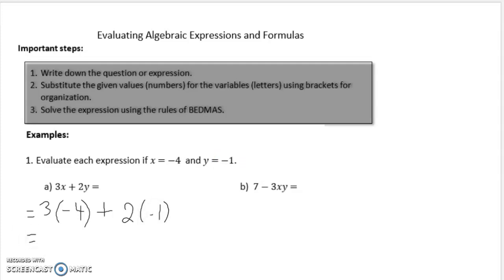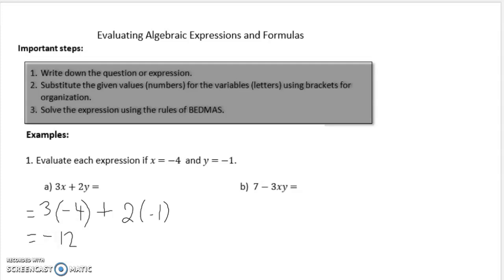Okay. So now BEDMAS happens. There's nothing inside the brackets, there's no exponent, so now it's multiplication. So left to right, we have 3 times -4. A positive times a negative is a negative. 3 times 4 is 12.